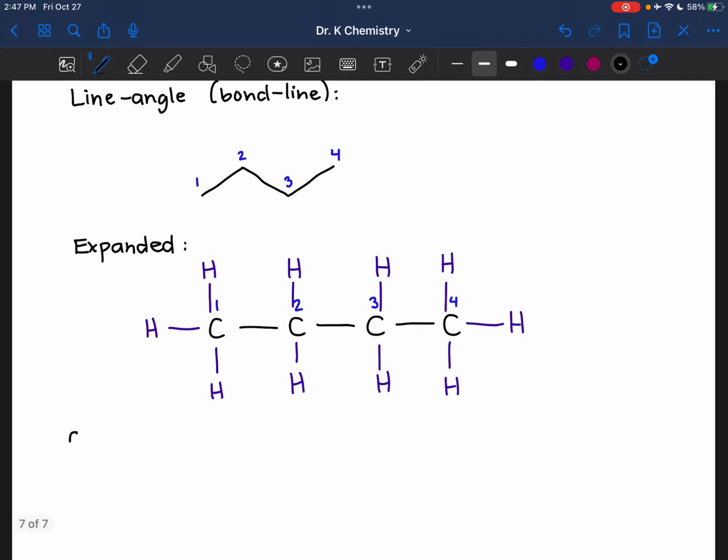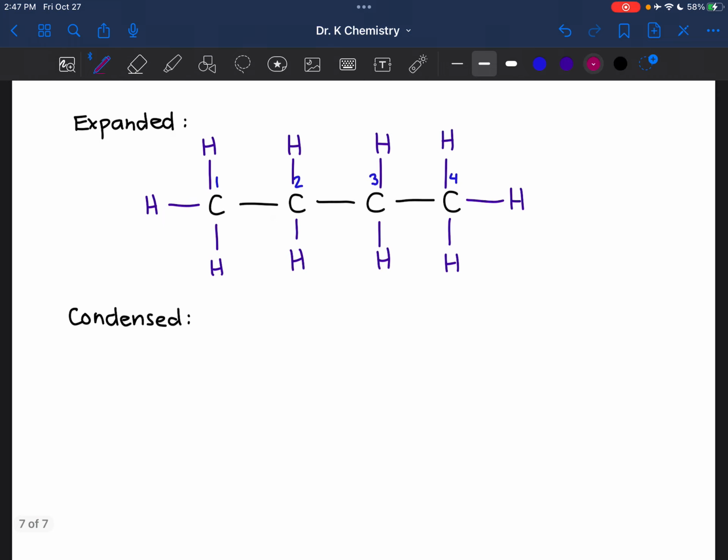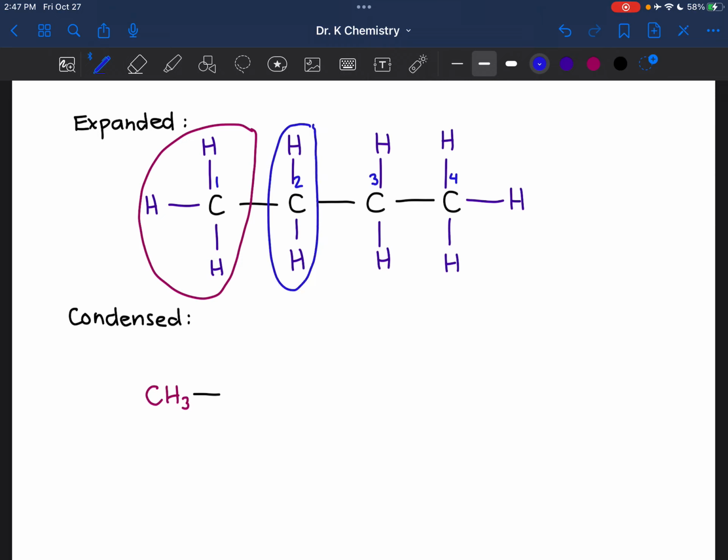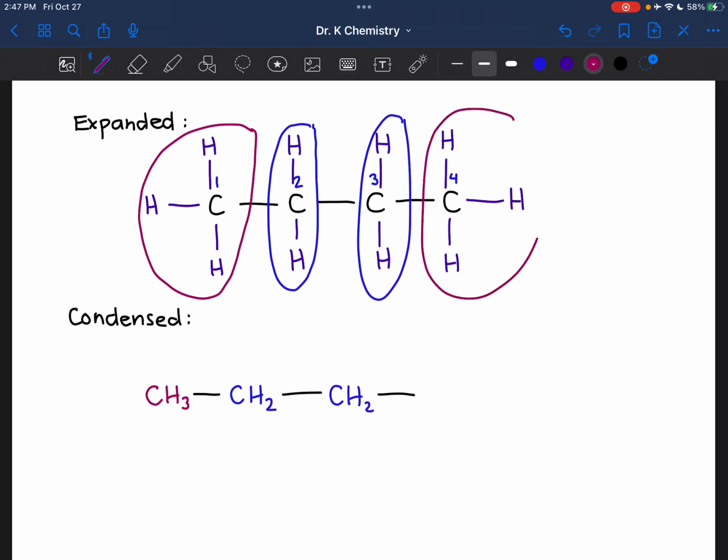Next, I can condense that down into a condensed structural formula. I'm going to start by collapsing this unit down into a CH3 unit, and I'll connect that to the next carbon. The next carbon has a CH2 unit. The carbon next to that has a CH2 unit. And finally, I get to the end of the chain, which is another CH3 unit.